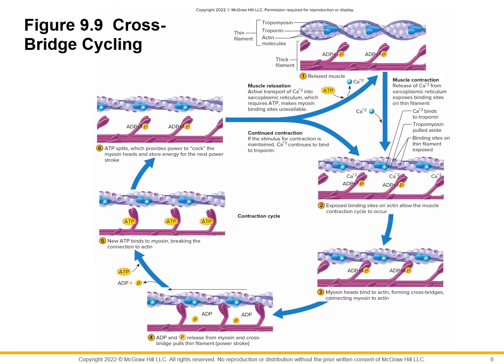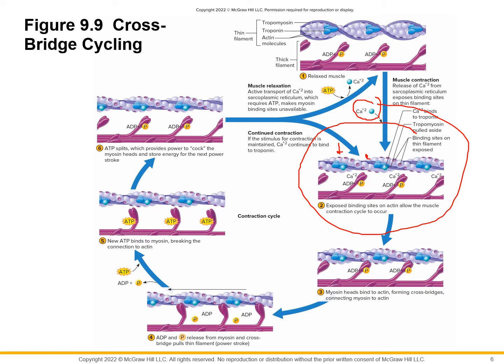That's exactly what we're talking about here. So this is the start of things. Again, I'm going to have calcium come in. It's going to bind to troponin. As it binds to troponin, it changes shape and causes tropomyosin to fall off and expose these binding sites.